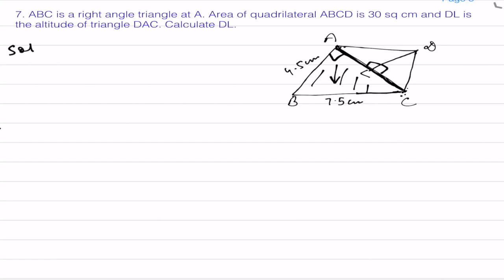If we see triangle ADC, children, in which DL is the perpendicular, means height, altitude, perpendicular or height means the same thing. This height is falling on the side AC. So here we can consider AC as a base and DL as a height. So area of triangle ADC will be half into base into height. Now first we will see the area of this complete quadrilateral is given.